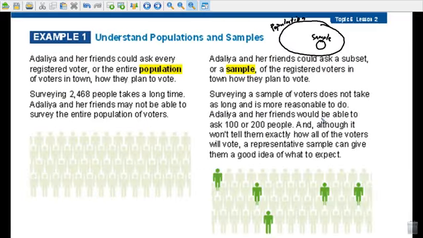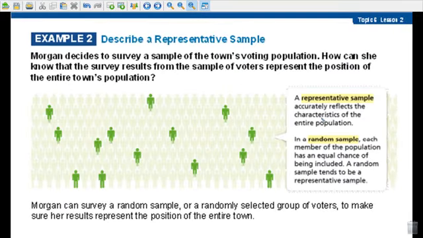So please remember population, sample, representative sample, and random sample. Those are all important vocabulary words.